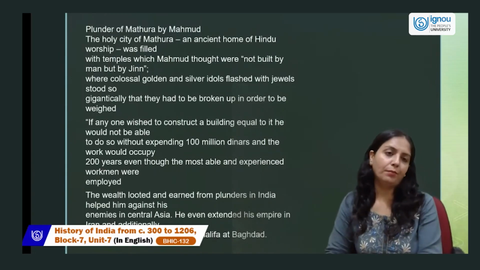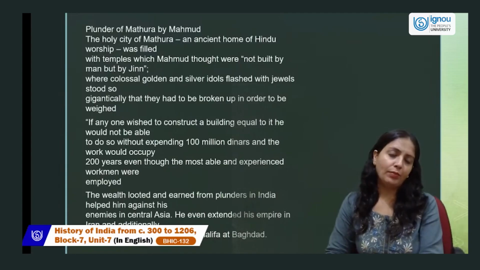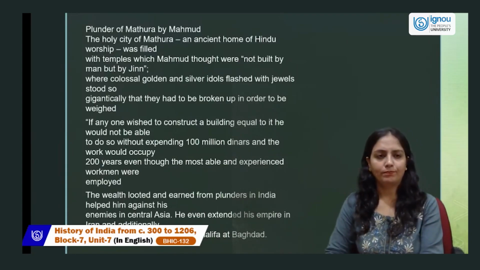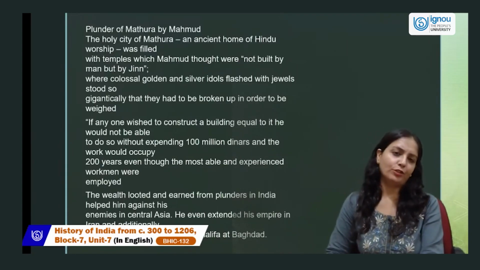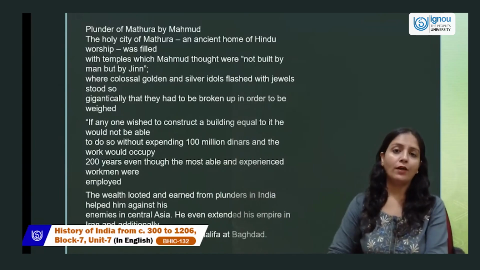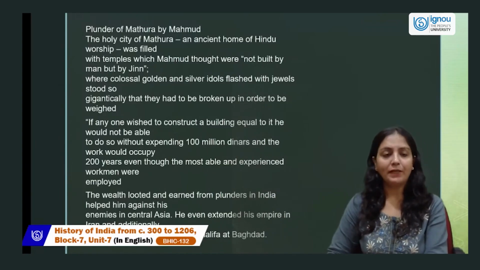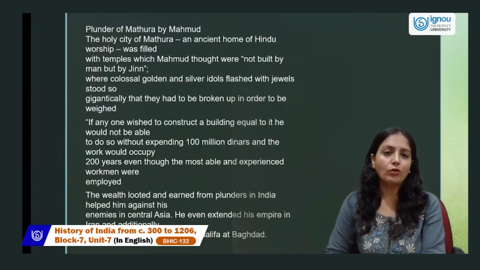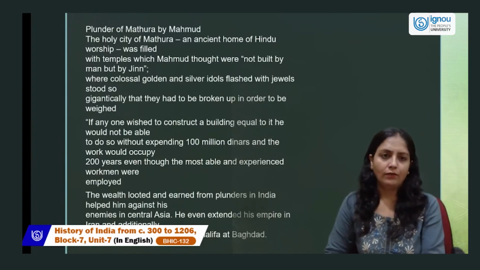Mahmud plundered Mathura. The holy city of Mathura, an ancient home of Hindu worship, was filled with temples which Mahmud thought were not built by man but by jinn. He was very curious to know who had built this. Not an ordinary man can build that.